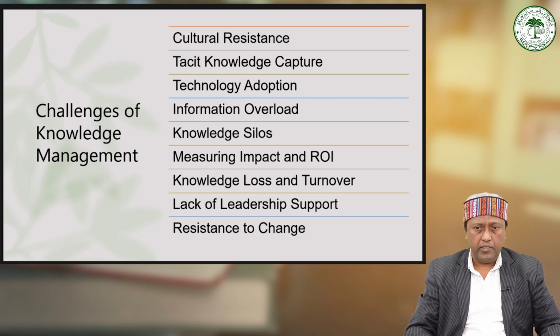Next major challenge is information overload. The abundance of information available within organizations can lead to information overload, making it challenging for employees to identify, access, and utilize relevant knowledge efficiently and effectively. Effective information management strategies such as content curation and personalized recommendations are needed to address these challenges.